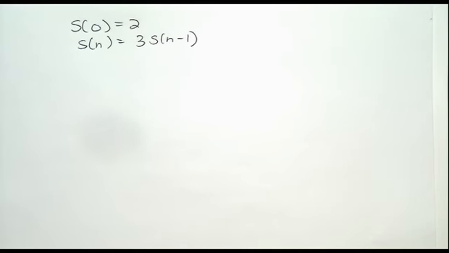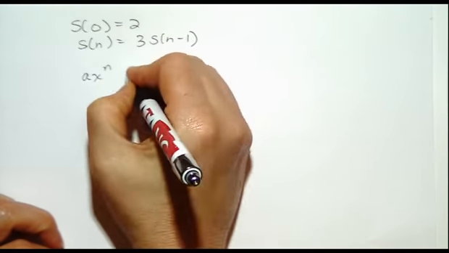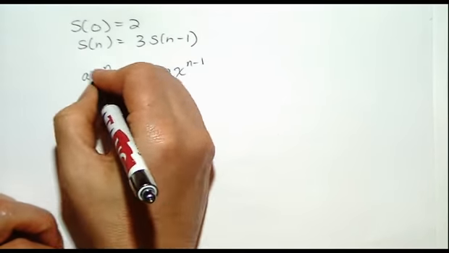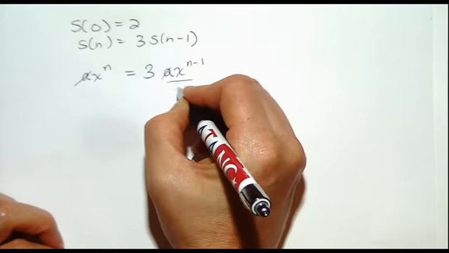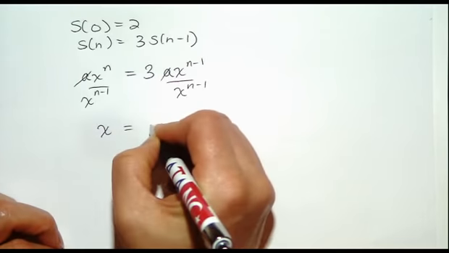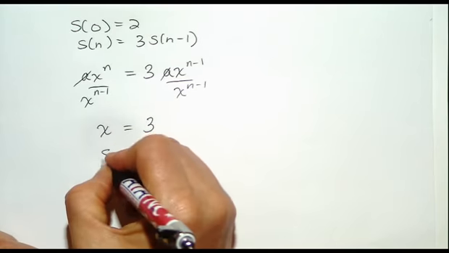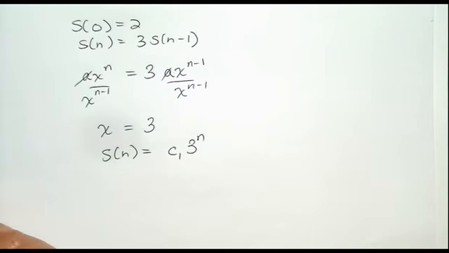You don't have to be able to do that. You just have to use robot brain. So robot brain says, replace s of n with a x to the n. Replace s of n minus 1 with a x to the n minus 1. The a's cancel out, and I can also divide by x to the n minus 1 on both sides. And I get x on the left and 3 on the right. So s of n is a constant times 3 raised to the n.